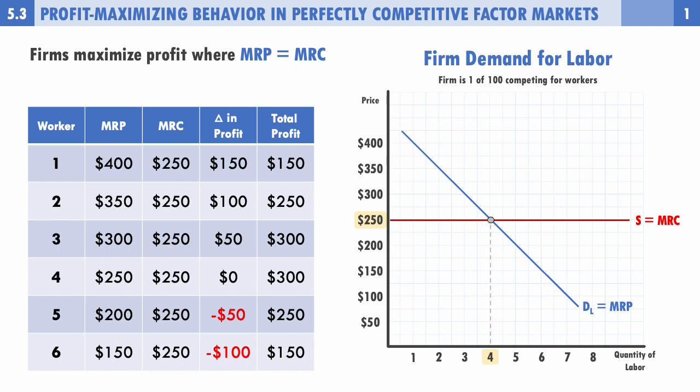So where do we maximize our profit? Well, we maximize it at 4 workers. And some of you might look at this and say, well, why not 3? Because they're both 300. And I hear what you're saying.